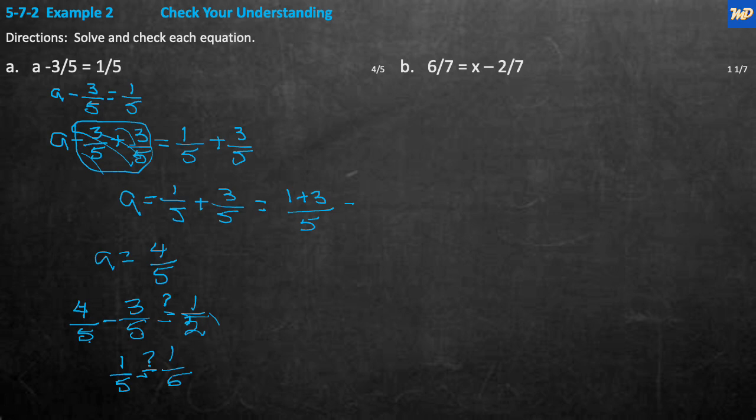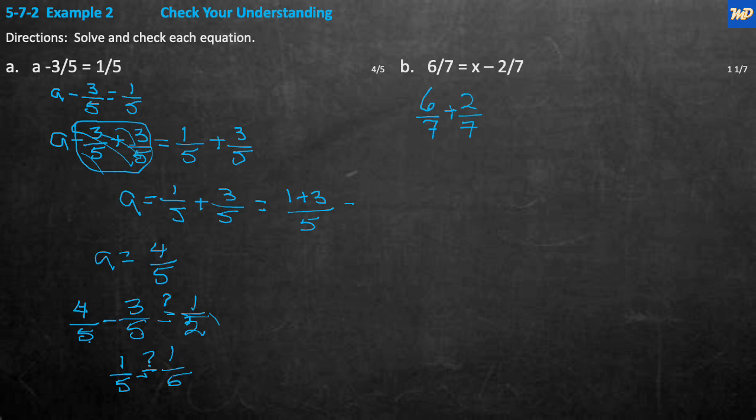Now let's do the other one. Pretty much the same as before. This time the x is where? On the right. So we're going to leave it on the right. In order to do that, we're going to move the negative 2/7 to the left-hand side. So I'm going to just start off by writing it. I'm going to say 6/7 plus 2/7.